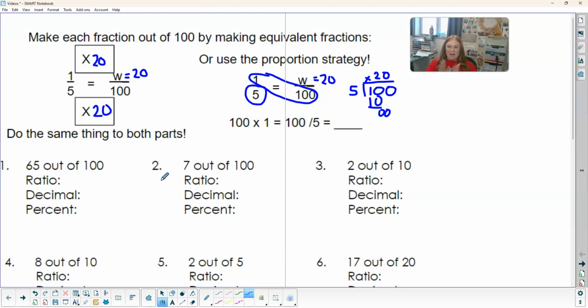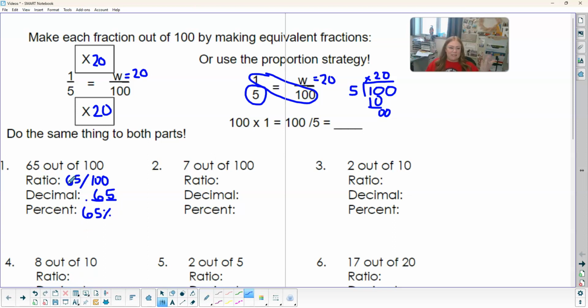So we're trying to make it out of 100 every time. So if it's already out of 100, like number 1, we love that. We have less work to do. So the ratio, right? It's kind of like just writing it as a fraction. 65 out of 100. Now, our decimal, right? We want to go to the hundredths place. Hundredths place, I need to take these and put them in these two decimal places, 65. And then the percent, I just take it. If it's out of 100, it's 65%.